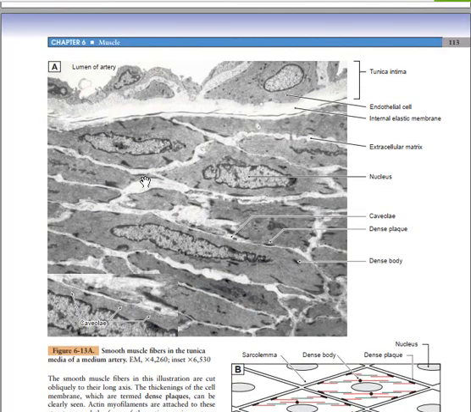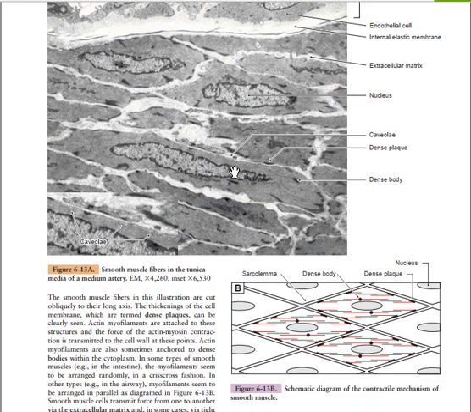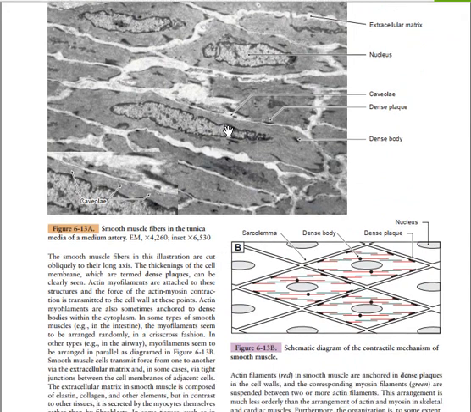So let's visualize now a greater magnification of these muscles. So this is a skeletal muscle of the tunica media of medium arteries. So you can visualize here, this is the tunica intima, which is made up of endothelial cells. Then we have the internal elastic membrane. So after that, we have the extracellular matrix here. So this is the particular muscle spindle now with the nucleus inside. So actually, you can visualize caveolae. Caveolae now are the end cuppings of the cell membrane. We have the dense plaque also located at the periphery, and then inside we have the dense body.